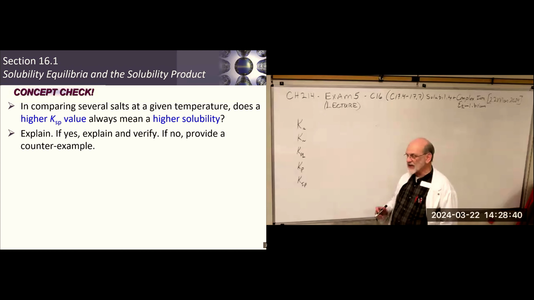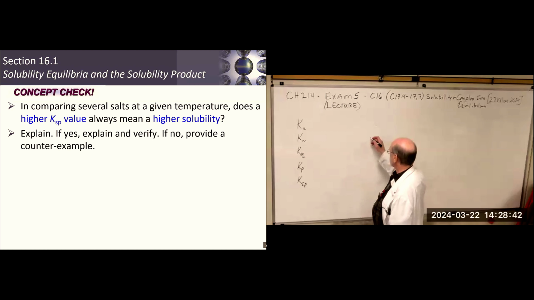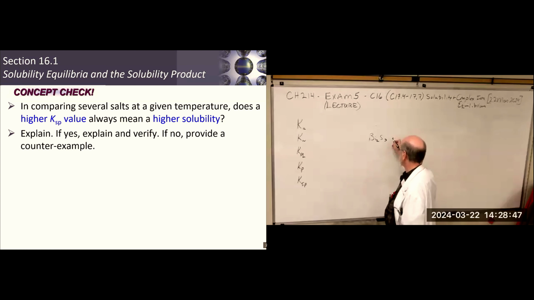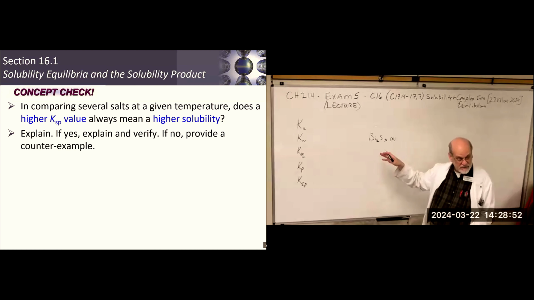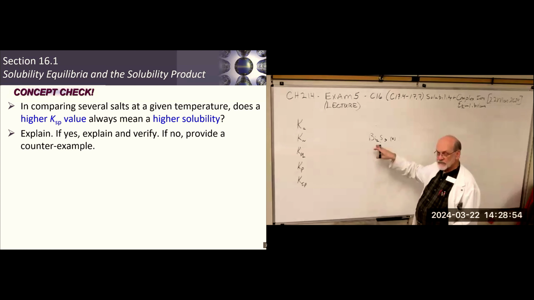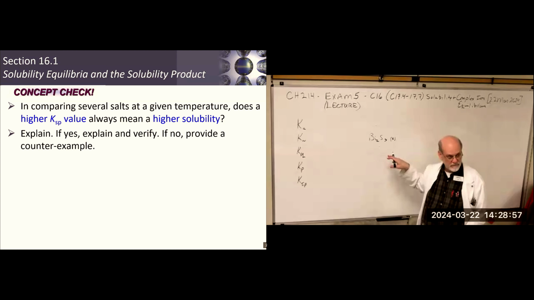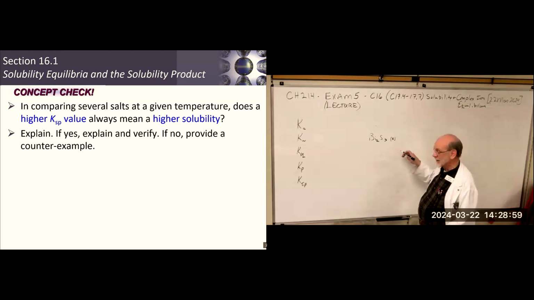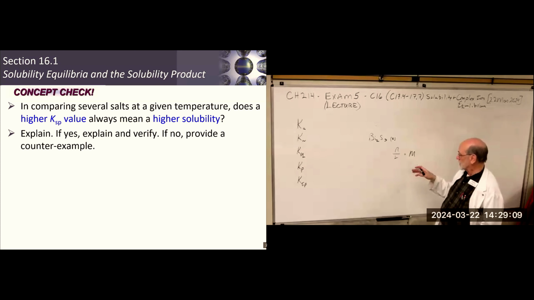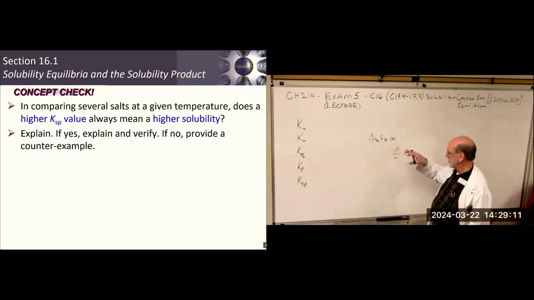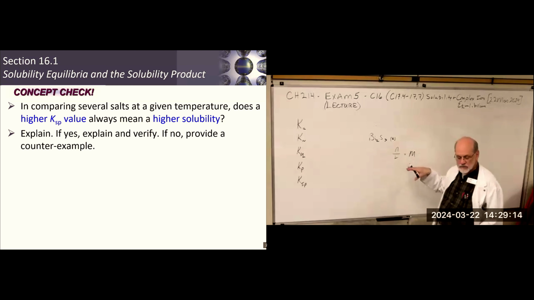Now, what do we mean by solubility? Well, let's see. We had bismuth sulfide, Bi2S3 solid. What's the solubility of that compound? The solubility is how many moles of that will go into solution. Okay, and that is usually in terms of moles per liter, which is molarity. So we say of that solid, how many moles of it will go into solution?